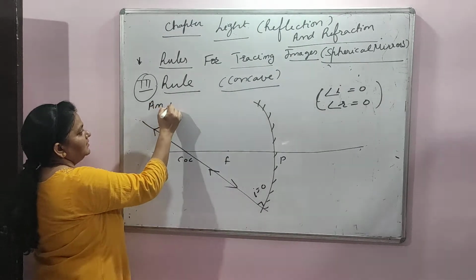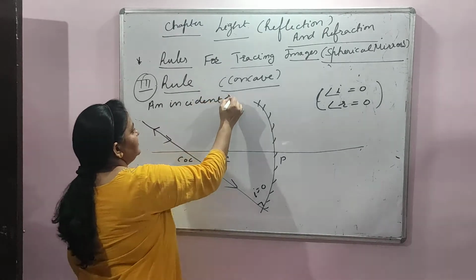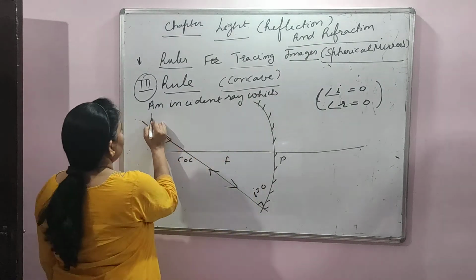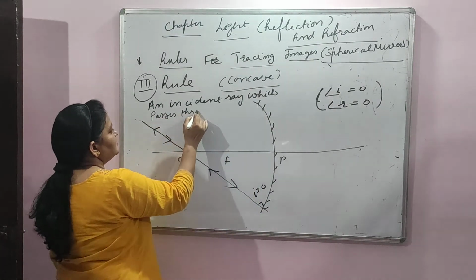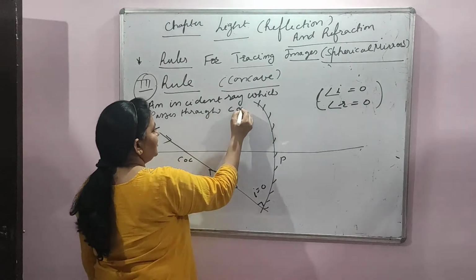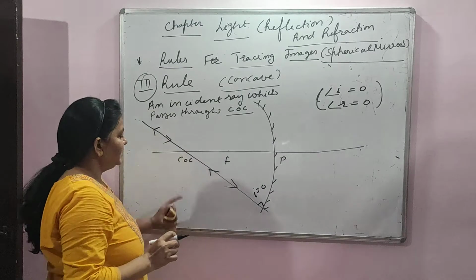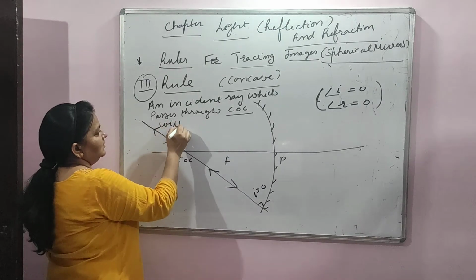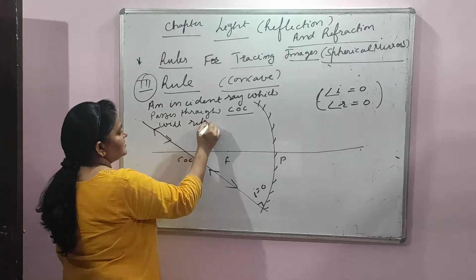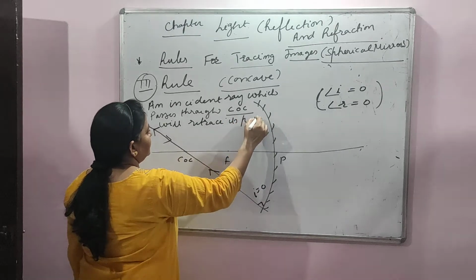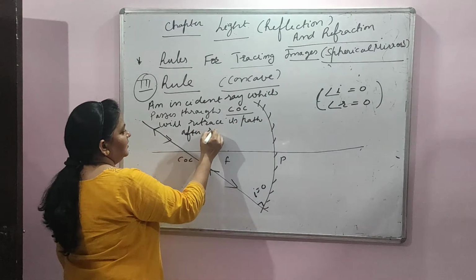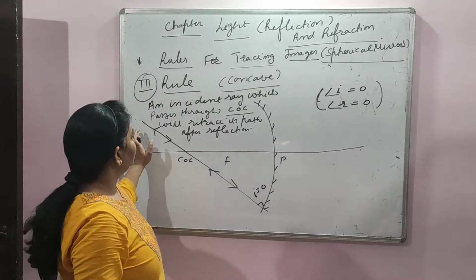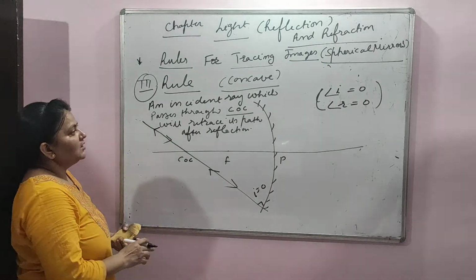So, what we will write here? An incident ray which passes through center of curvature. I am here using short abbreviation of center of curvature. Center of curvature will retrace its path after reflection. You people are requested that you can again note down somewhere these all important rules. So the same rule will go for a convex mirror also.